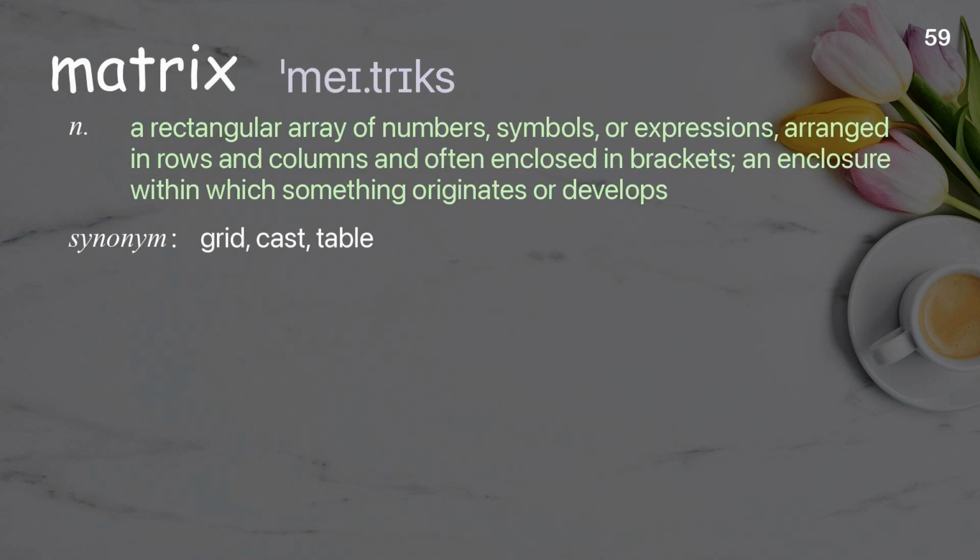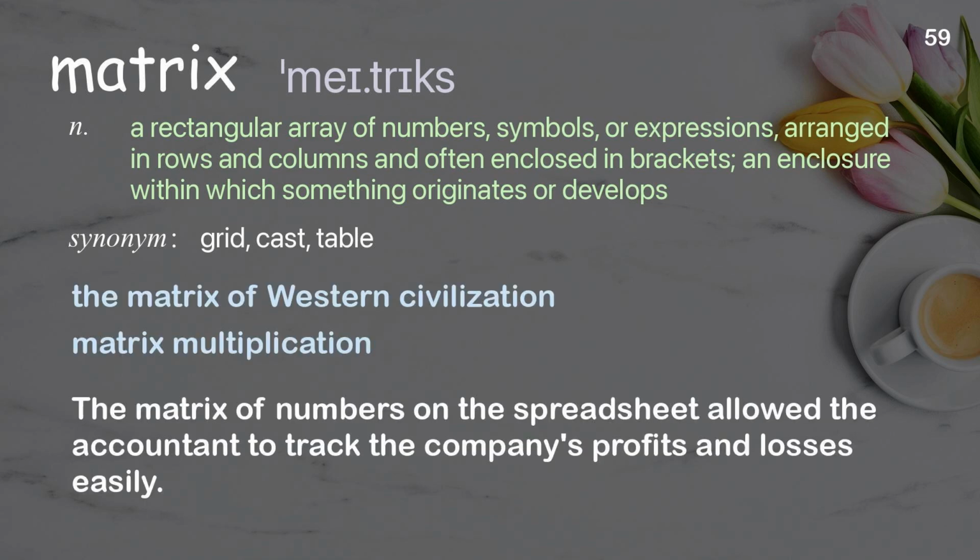Matrix. A rectangular array of numbers, symbols, or expressions arranged in rows and columns and often enclosed in brackets, an enclosure within which something originates or develops. Examples: The matrix of Western civilization. Matrix multiplication. The matrix of numbers on the spreadsheet allowed the accountant to track the company's profits and losses easily.